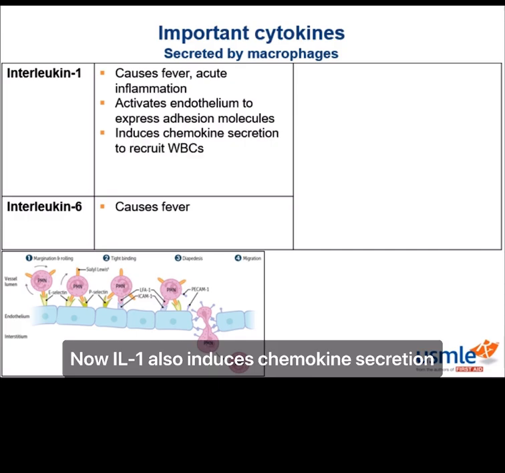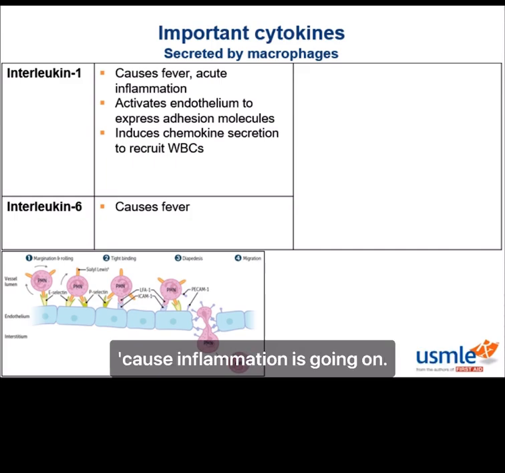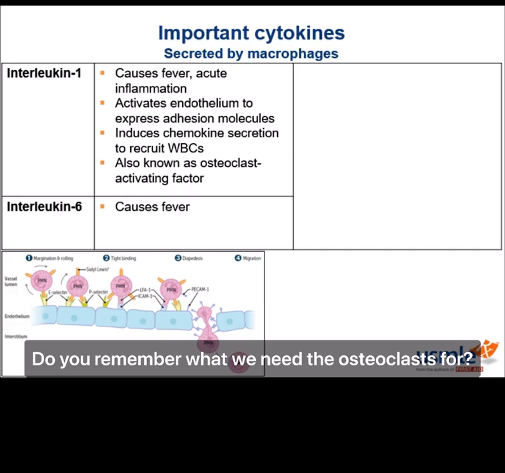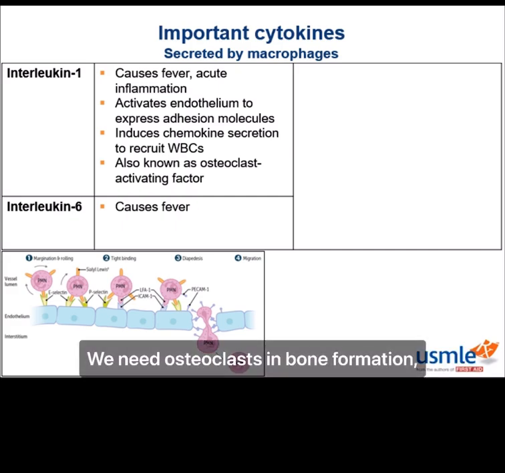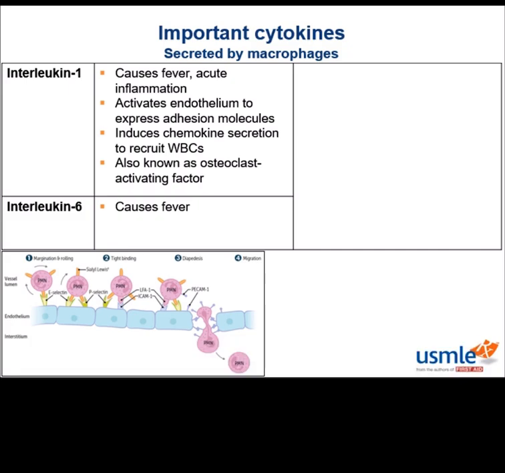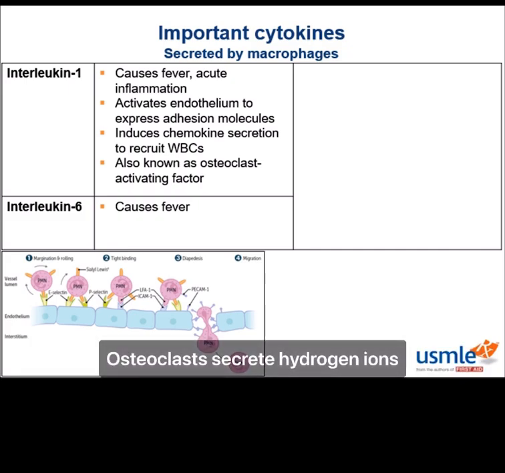Now, IL-1 also induces chemokine secretion to recruit white blood cells, which makes sense because inflammation is going on. IL-1 is also known as osteoclast activating factor. Do you remember what we need the osteoclasts for? We need osteoclasts in bone formation, especially in endochondral ossification, to replace the cartilaginous model of bone with woven bone, which later becomes lamellar bone. Osteoclasts secrete hydrogen ions and collagenases to dissolve bone.